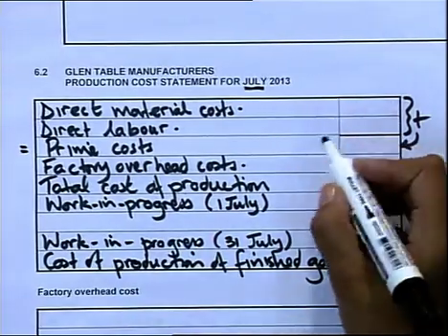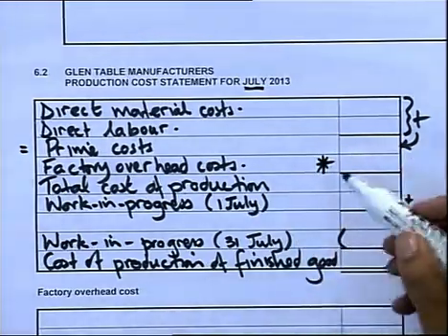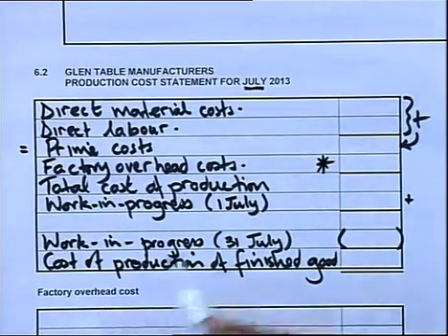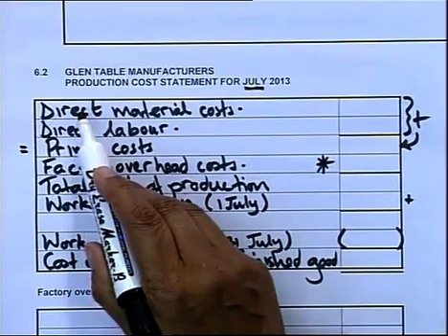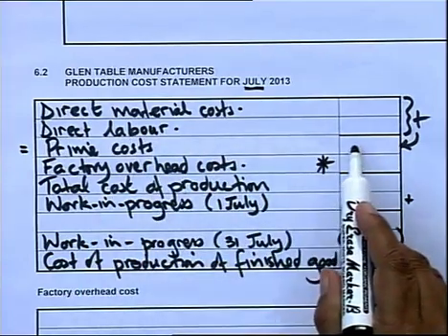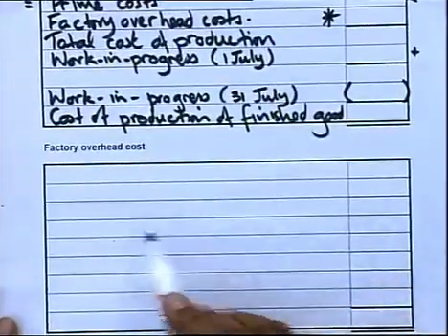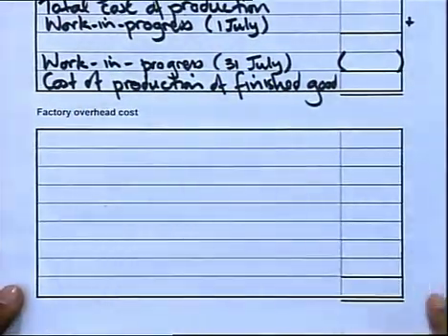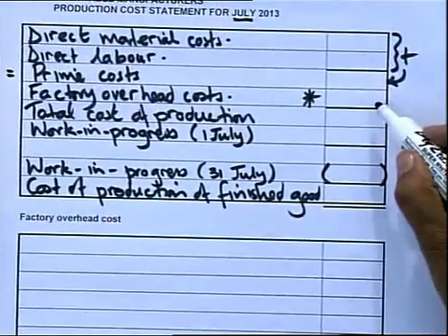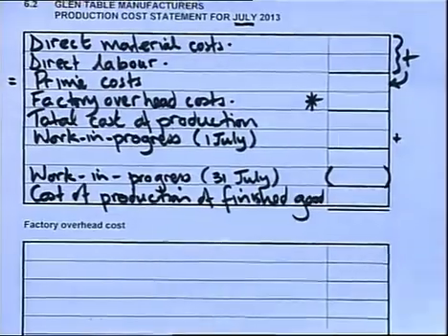But I'm going to first have to work out something very, very important that I need to bring into the production cost statement. And that is my factory overhead costs. Okay, so what I'm going to do now is let's go and look at what the direct material costs are and the direct labor costs. Then we're going to calculate the prime cost. Then we're going to complete this note called the factory overhead cost. We're going to finish this and we're going to bring this total that we're going to find here into our production cost statement. And then we're going to finish our production cost statement. Okay, so that's what we're going to do today.